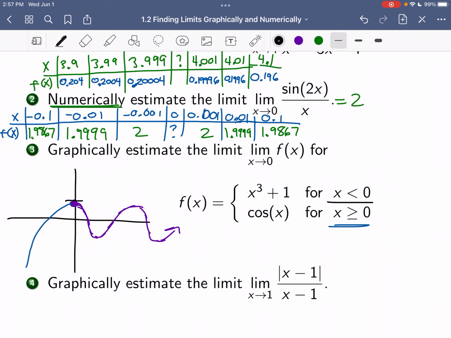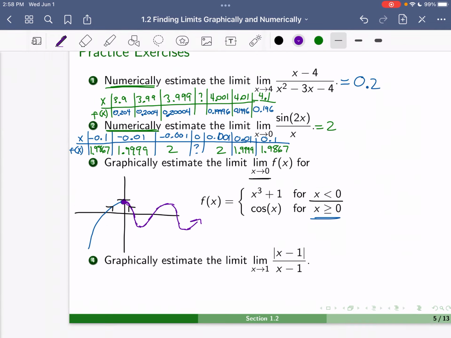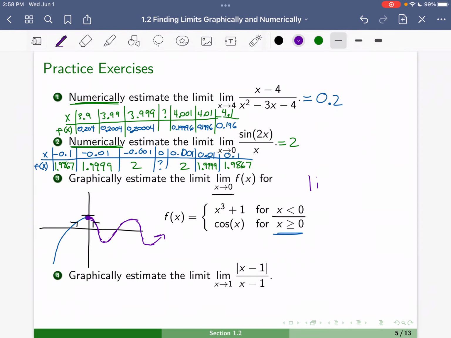As we approach from either the left or from the right, the y value on both of those, both to the left and right of 0, is getting closer and closer to 1. So we would say the limit, as x approaches 0, of f of x is equal to 1. The y values are approaching 1. Great.